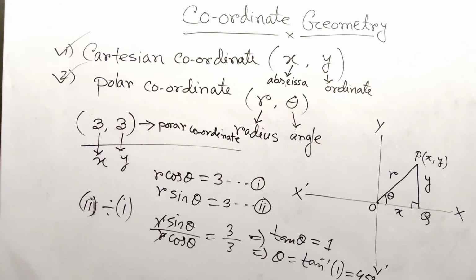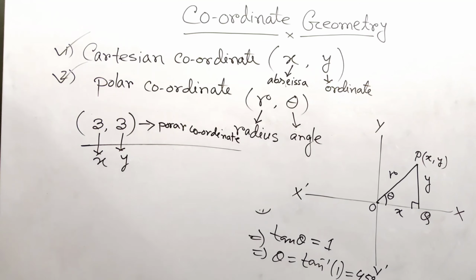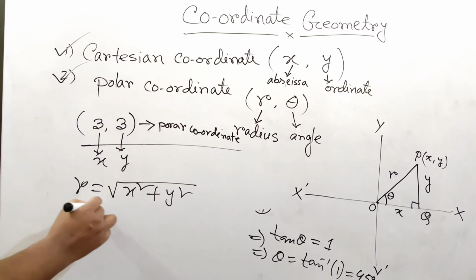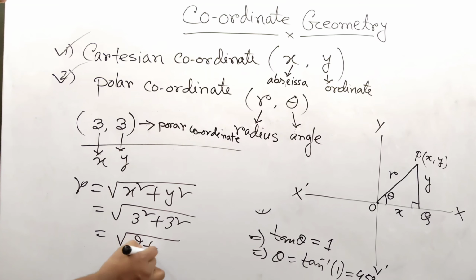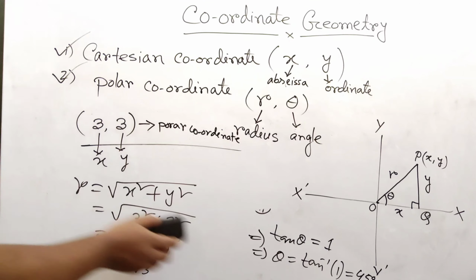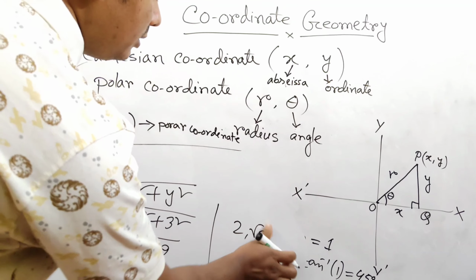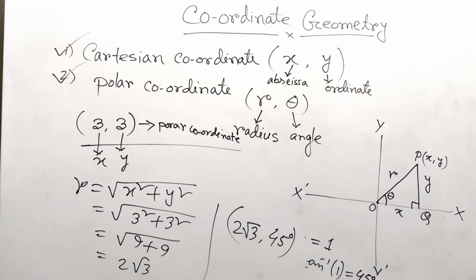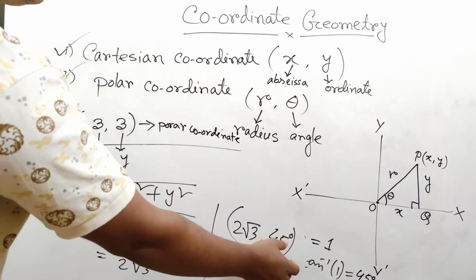Now we'll find the value of r. We already know that r equals root over x squared plus y squared. Here x equals 3 and y equals 3, so 3 squared plus 3 squared is 9 plus 9, that means root 18, which is 3 root 2. So the polar coordinate is (3 root 2, 45 degrees). If the question is what is the polar coordinate of the Cartesian coordinate (3, 3), then the answer should be 3 root 2 and 45 degrees.